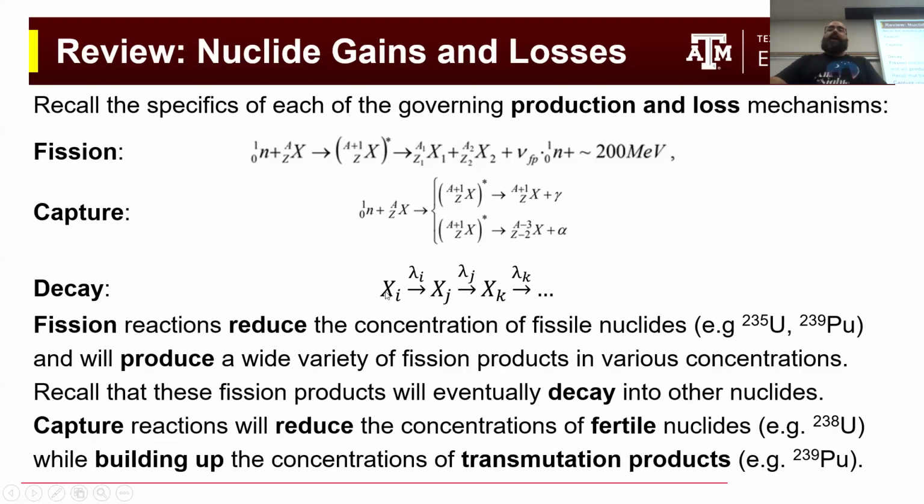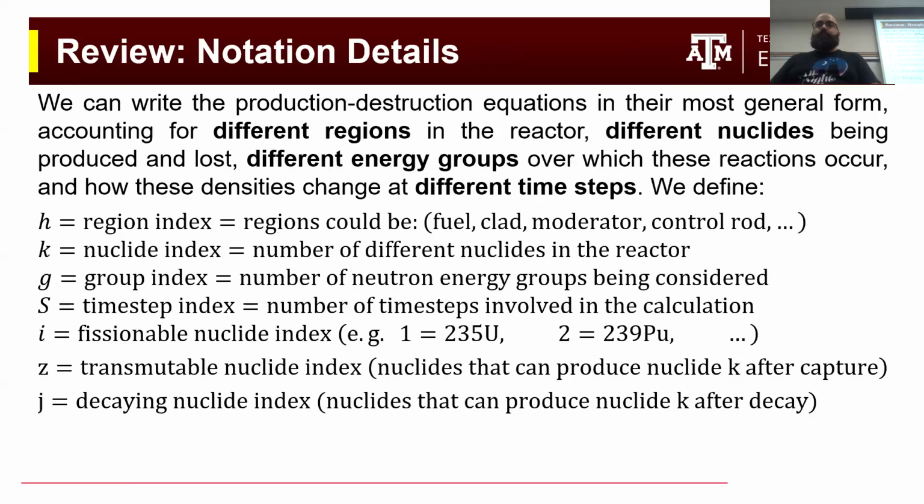And so for isotope Xi, its decay rate is a loss for it. Whereas for isotope Xj, the decay of Xi is a gain for isotope J, but then J is also radioactive, so it could decay, and then its own decay would be a loss. So production and loss rates can be due to fission, capture, and radioactive decay.